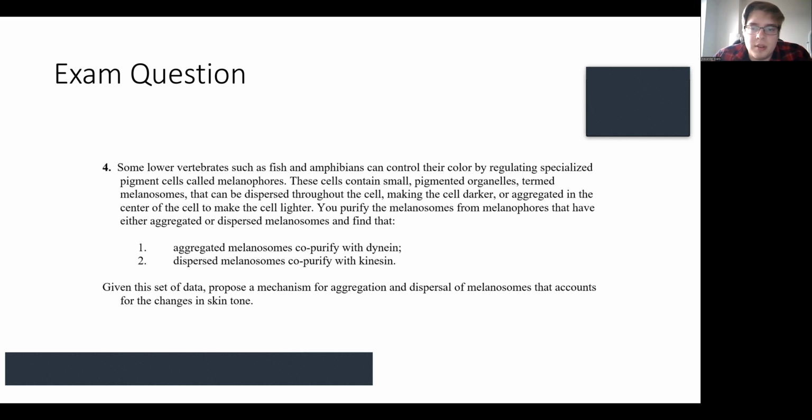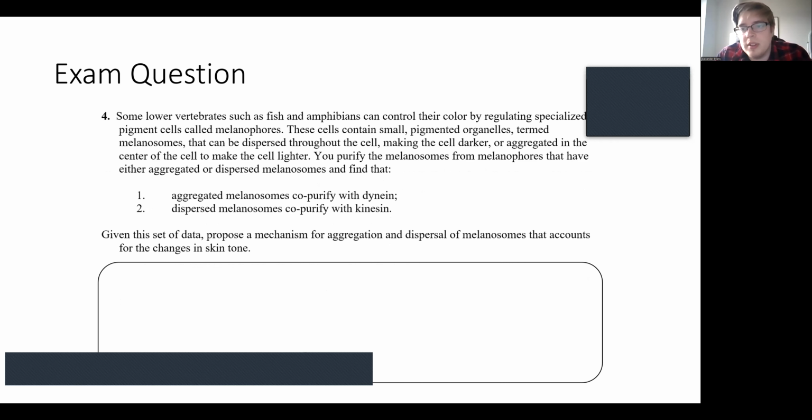You purify the melanosomes from melanophores that have either aggregated or dispersed melanosomes to find that aggregated melanosomes co-purify with dynein and dispersed melanosomes co-purify with kinesin. Given the set of data, propose a mechanism for aggregation and dispersal of melanosomes that accounts for the changes in skin tone. So I think it's important to know here that kinesin and dynein both move along microtubules.